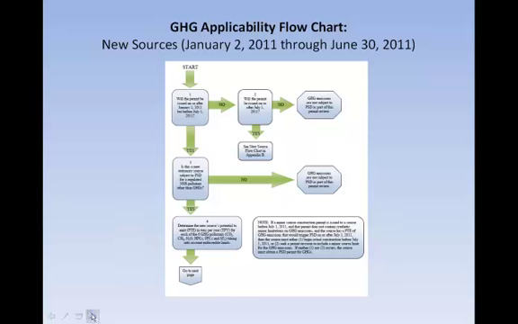So I'm going to have about 1 minute on each of these slides and allow the reader to look through them. And again, these slides come directly from the PSD permitting guidance issued in November 2010.